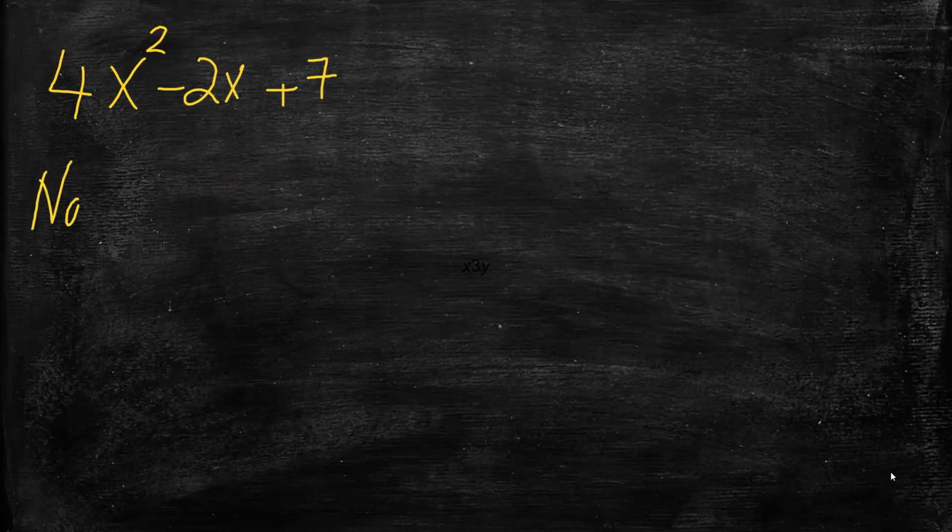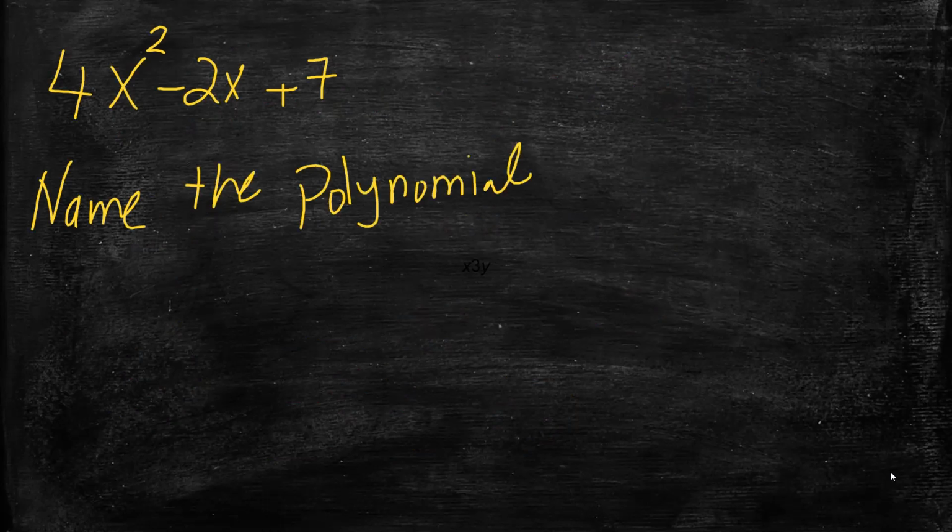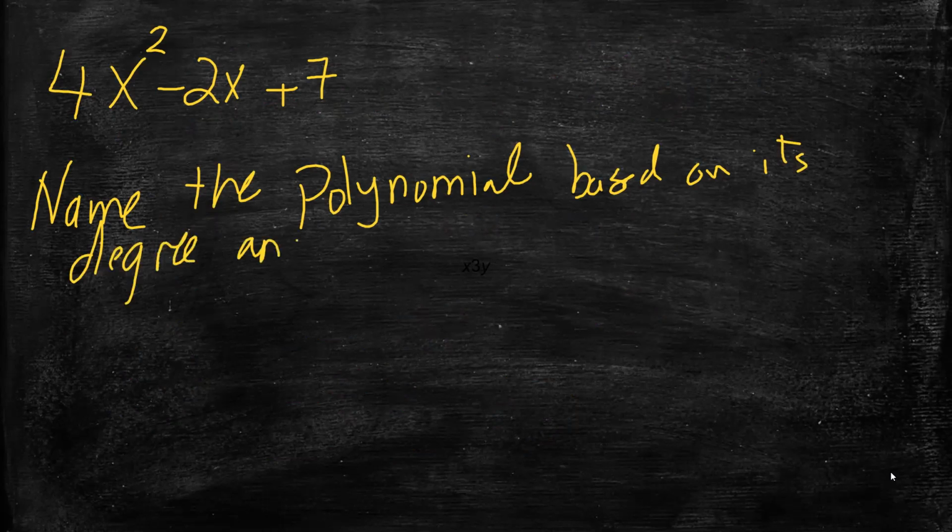Now, if I give you this polynomial or this trinomial, and I ask you now to name the polynomial based on its degree and number of terms. So here now you have to name the polynomial.